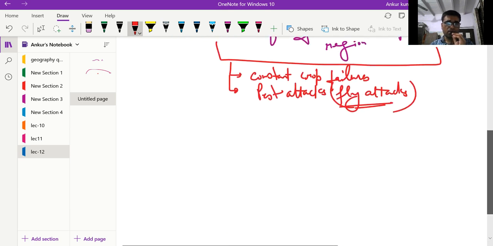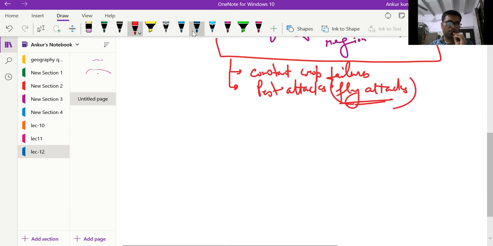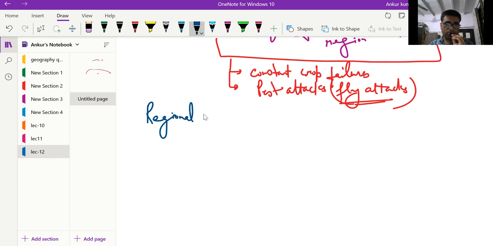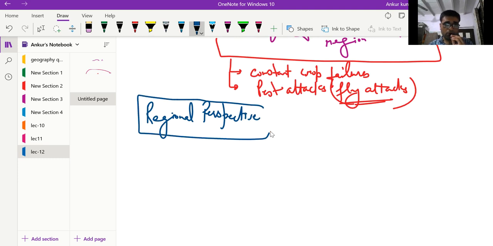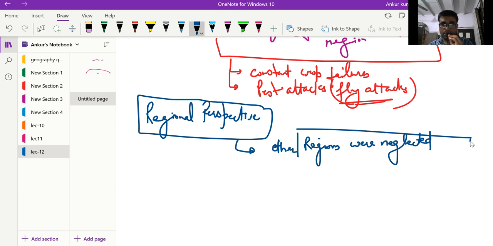Ecologically, now if you talk from the regional perspective, the green revolution was adopted in the Punjab Haryana belt and western UP, but other regions were neglected. Now this neglect led to what? The regional disparities.